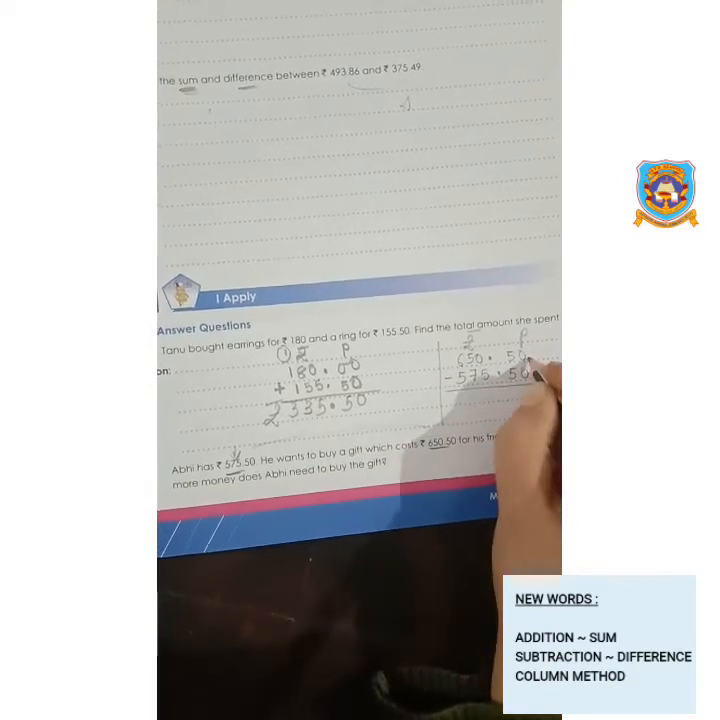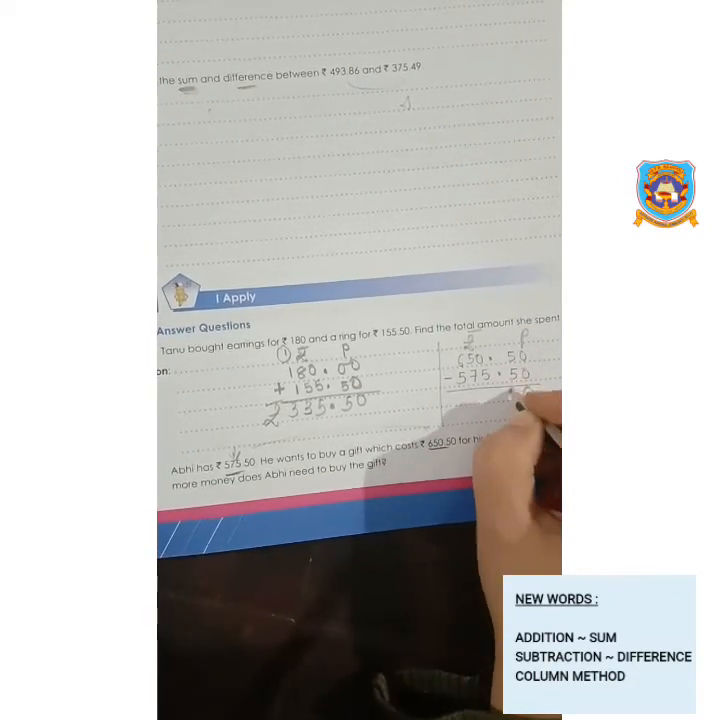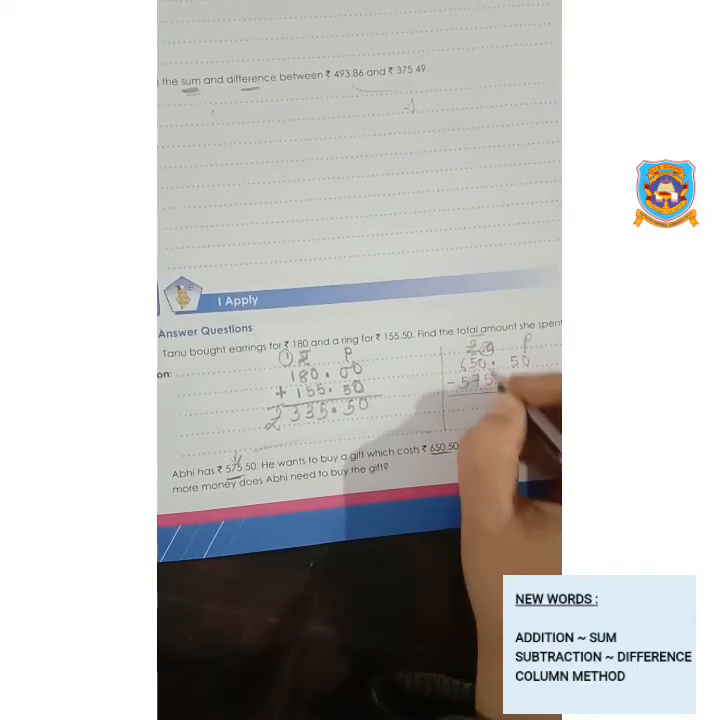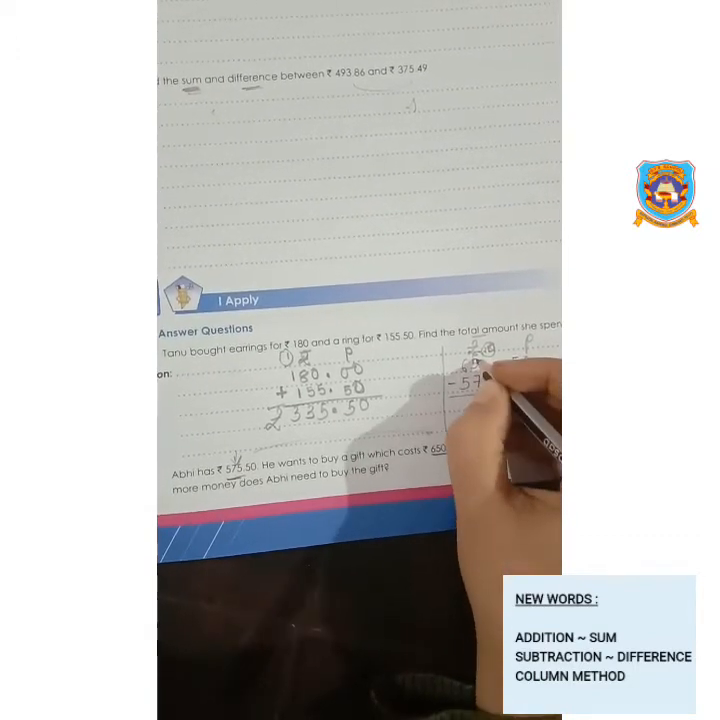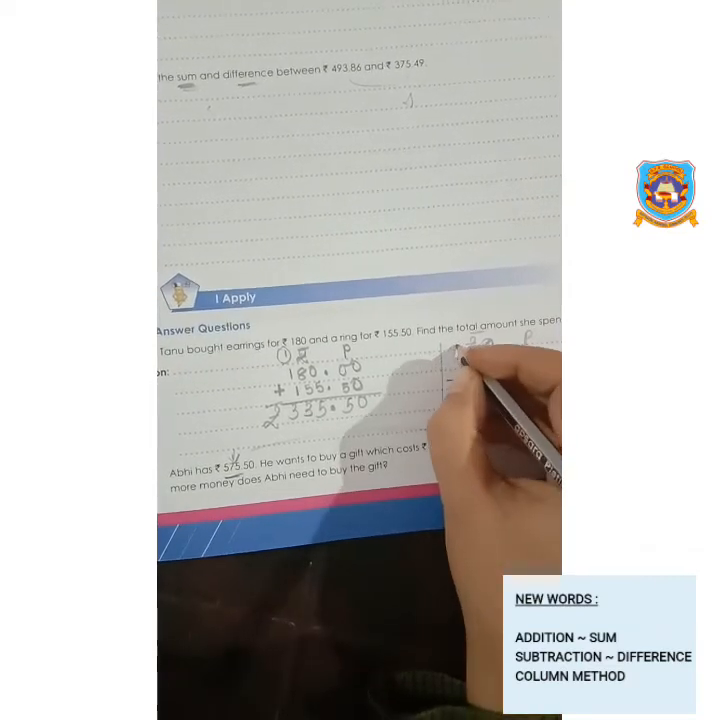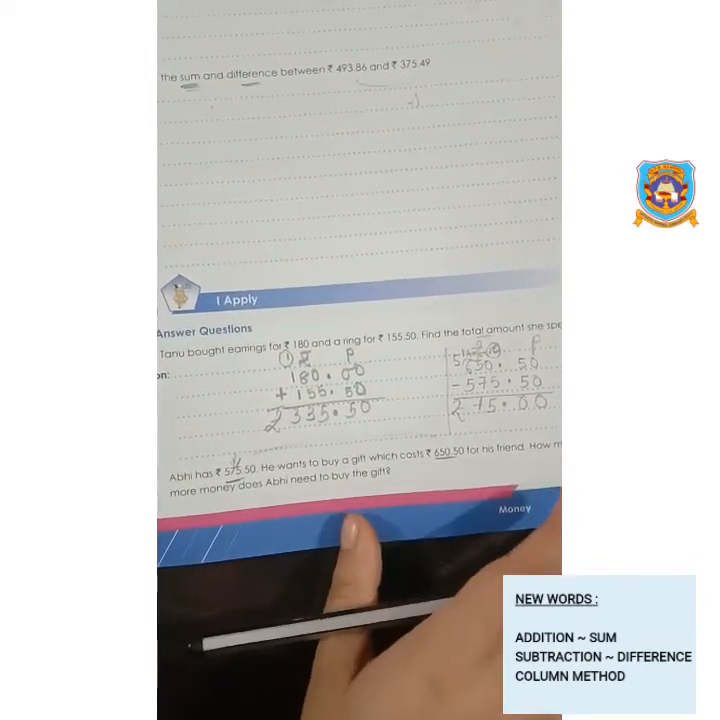And 575.50. So 0 minus 0, 0, 5 minus 5, 0, dot will come down. 0 is smaller, so it will borrow from 1, it will become 10, 10 minus 5, 5, okay, this will become 4, again it will borrow from 6, it will become 14, 14 minus 7, 7, and it will become 5. So 5 minus 5 is 0. So he needs additional rupees 75 so that he can buy the gift for his friend. Okay.